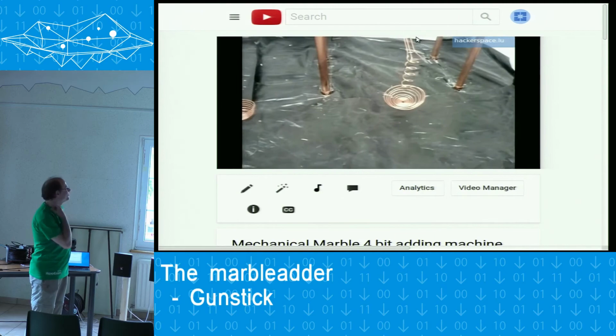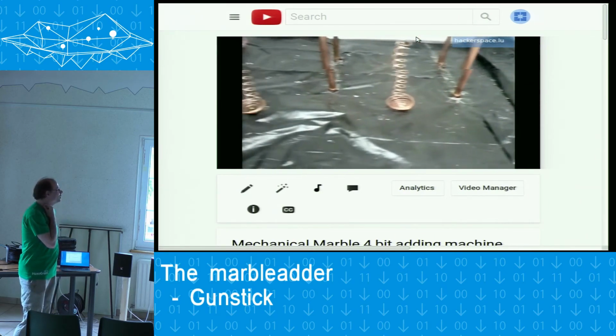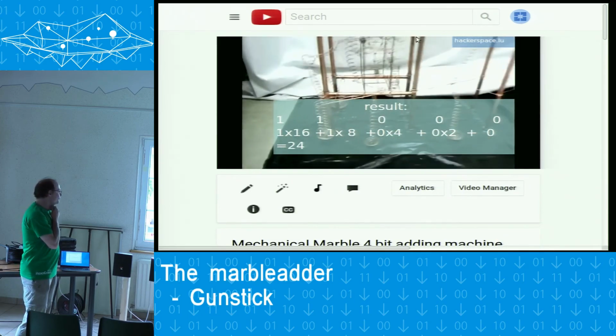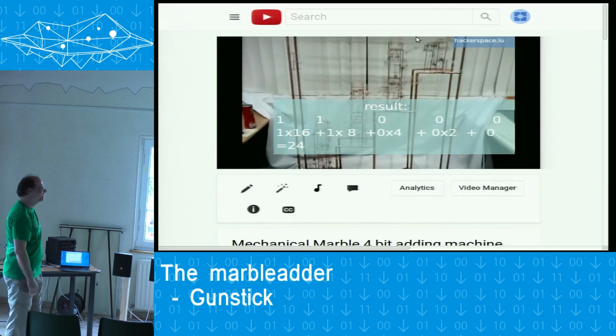We have a result: 0, 0, 0, 1, 1. Seems to calculate correctly. Yay.